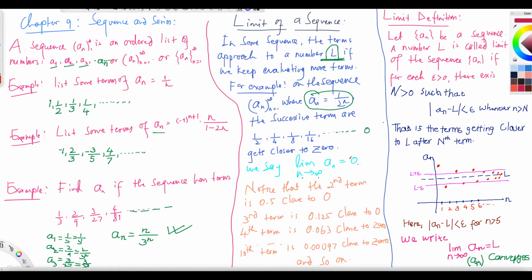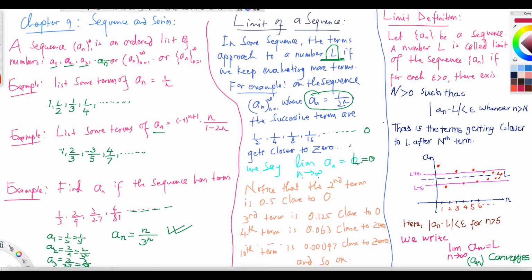So if the sequence approaches L, we write L, but in this case L is 0. In other cases L can be any fixed number. Okay, that's how we write it if the sequence converges to 0. So we will learn about what types of sequences converge later.